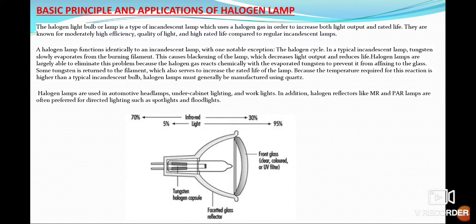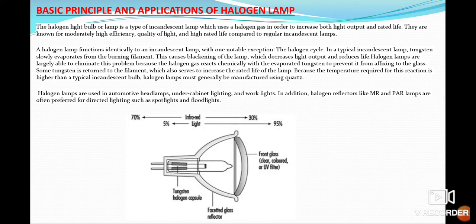Next is halogen lamps. The halogen light bulb or lamp is a type of incandescent lamp which uses halogen gas in order to increase both the light output and the rated life of the lamp. Since it increases the life and also the light efficiency and output, it is used for many purposes. A halogen lamp functions identically to an incandescent lamp with one notable exception, that is, it uses the halogen cycle or halogen gas.